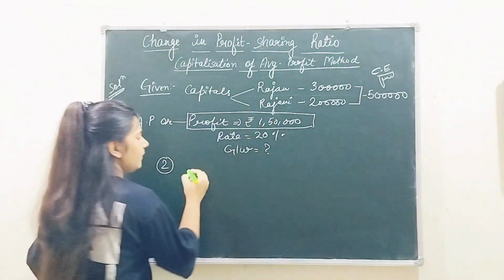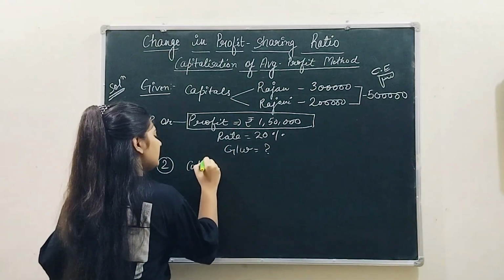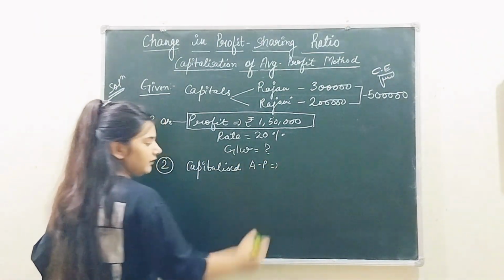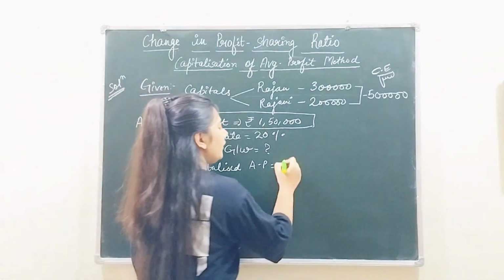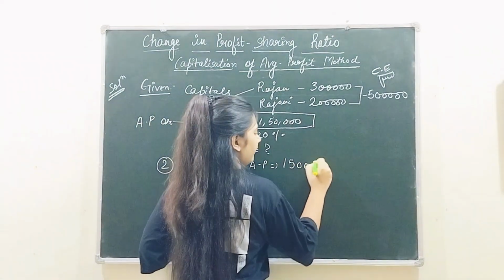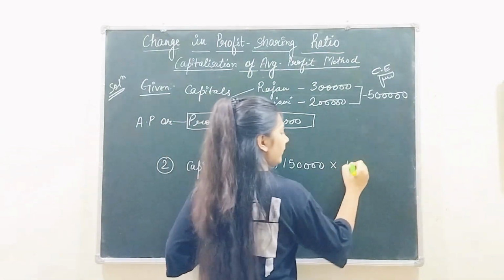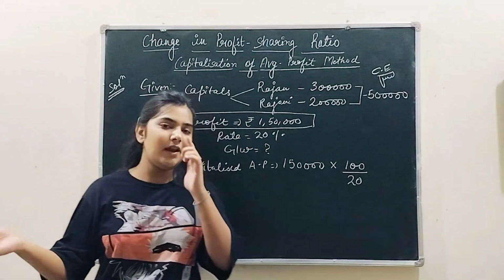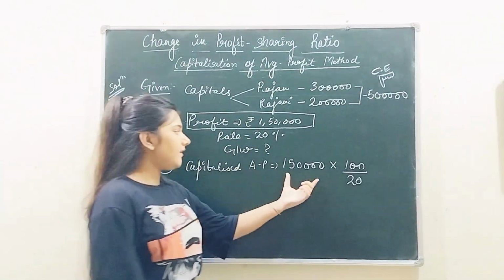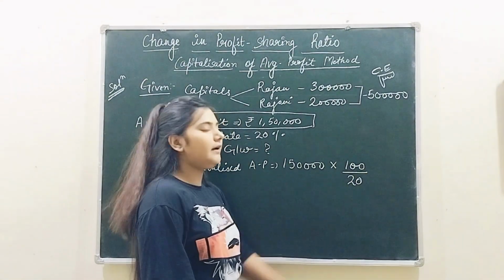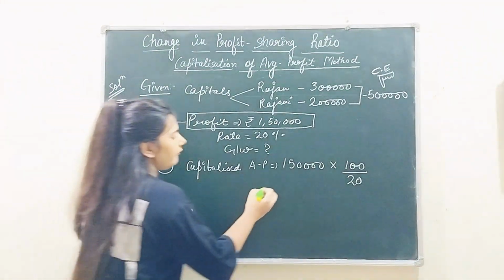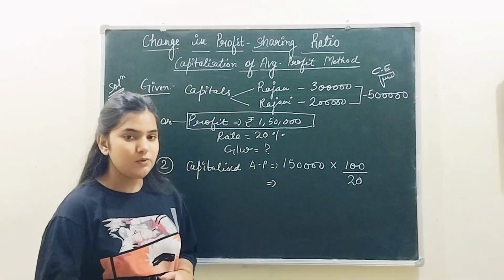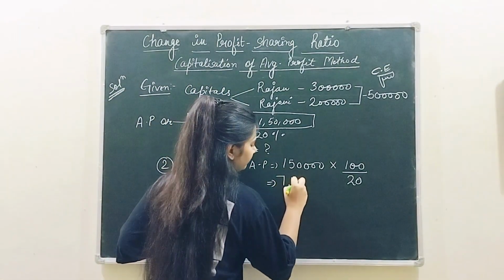What is your second step? Is to calculate the capitalized average profit. Right? Now, how are you going to calculate it? Your formula is average profit into 100 divided by rate, which is 20. Right? The formula that I have told you is something like this: average profit into 100 divided by 20. Right? Solve the equation and get the answer of your capitalized average profit. It is giving you 7,50,000.